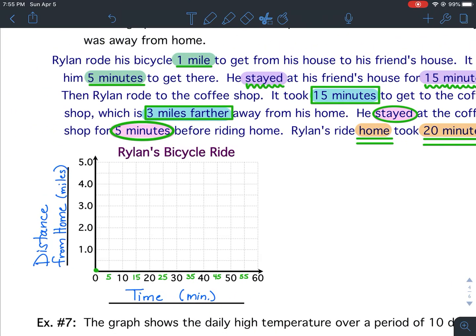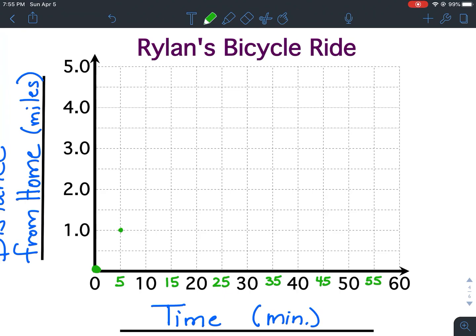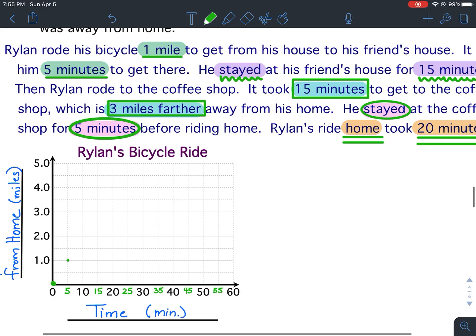He took 5 minutes to go 1 mile. So go over 5 minutes and up to 1 mile and put a point. That's when he's at his friend's house. He stays at his friend's house for 15 minutes. Remember, if it's staying, he's constant. So he's 1 mile away for 15 minutes.